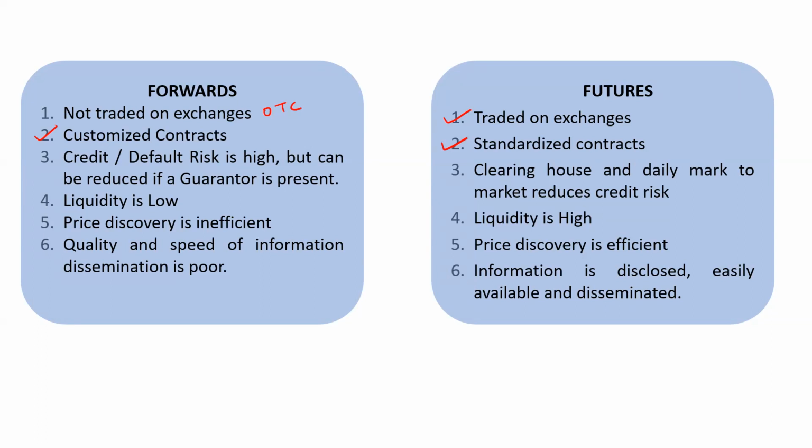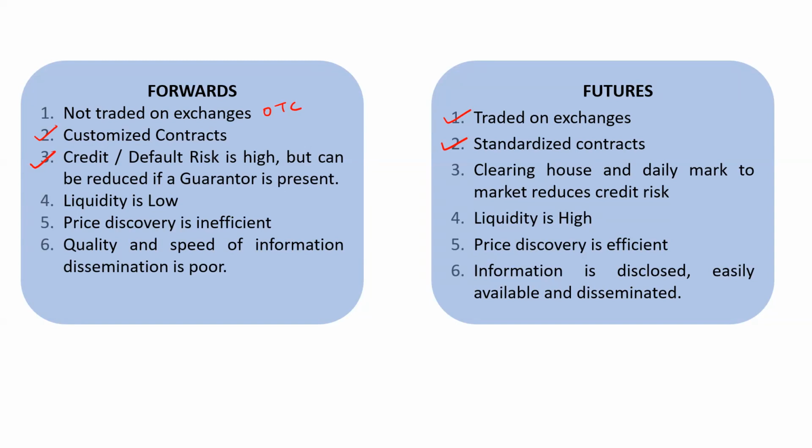In forward contract, the credit or default risk is very high. So either of the parties can default and the counterparty faces the risk, but it can be reduced if there is a guarantor. So let's say if somebody is going to default, some other person is going to make the payment. So the credit and default risk in forward contract is very high.